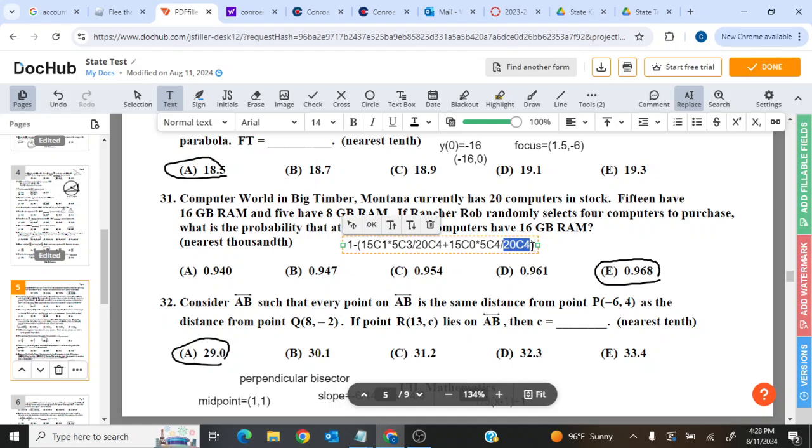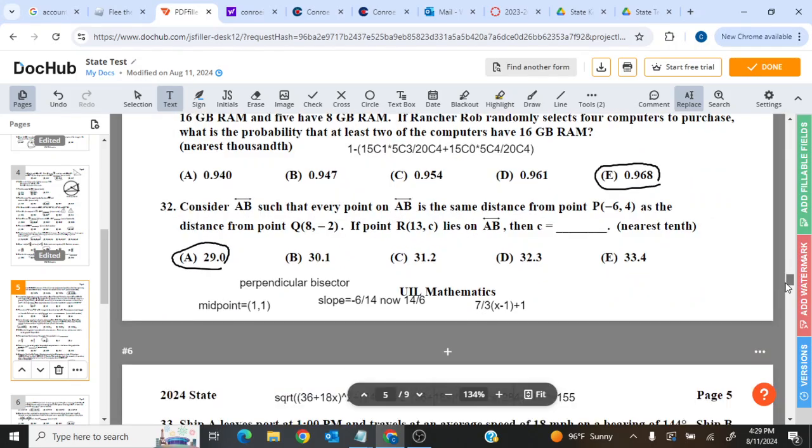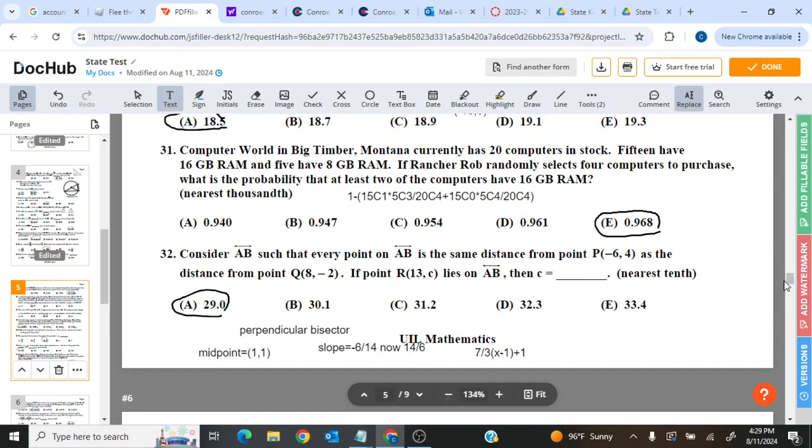Consider AB such that every point on AB is the same distance from negative 6,4 as 0.8, negative 2. Equidistant means perpendicular bisector. So in other words, you need to figure out the midpoint and you need to figure out the slope. Well, the midpoint, you just average the x's and y's, so you get 1, 1. Your slope, y goes down 6 and x goes up 14, so your slope is negative 6 over 14. Change it to 7 over 3.